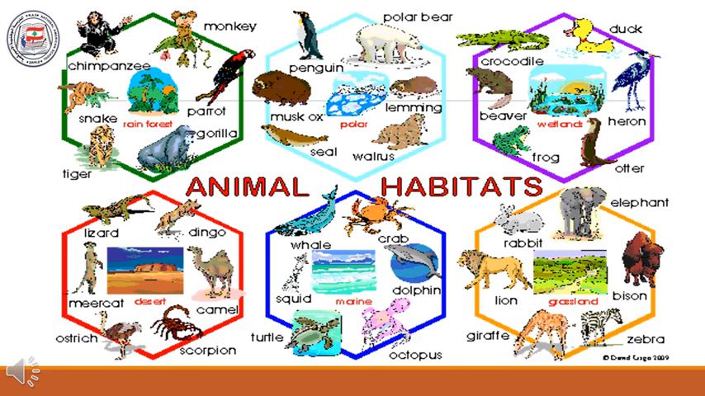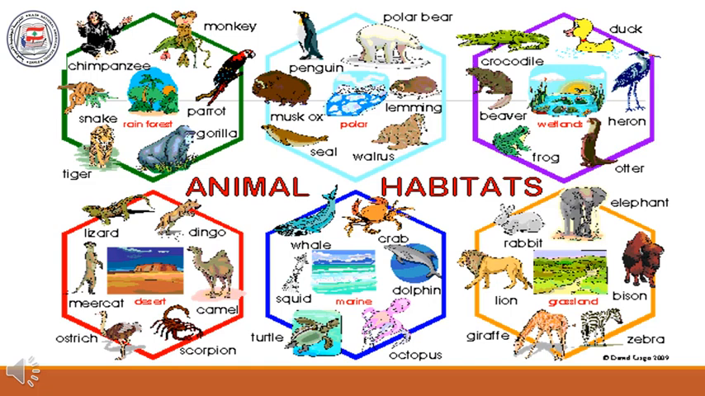Let's take a look at this picture, animal habitats. So as we said in the previous slide, organisms, so plants and animals, can survive only in environments in which their needs are met. So each organism needs a different habitat in order to survive and reproduce. So here in the first picture, we have the rainforest. You can find monkeys, chimpanzees, snakes, parrots, gorillas, tigers, and of course many more animals.